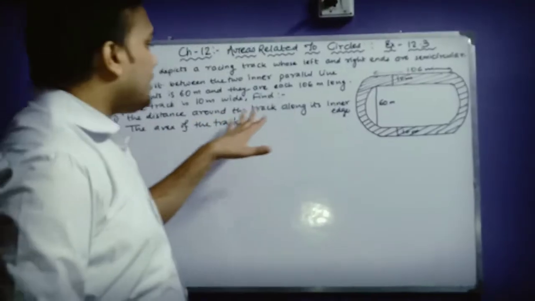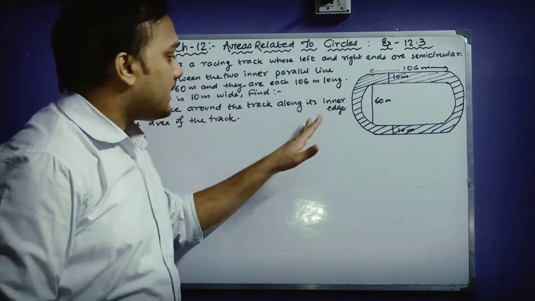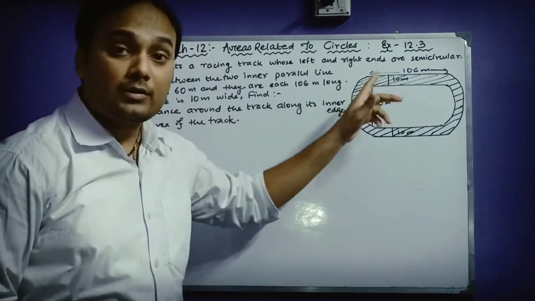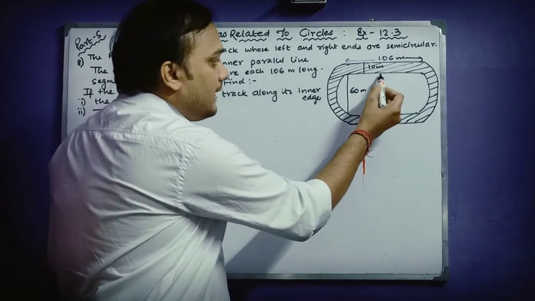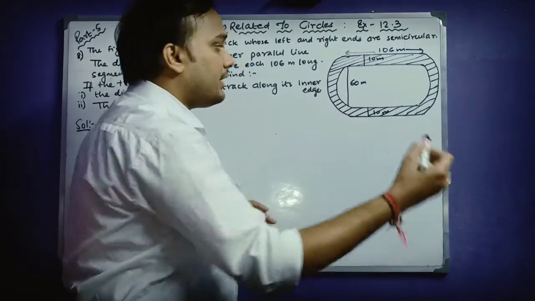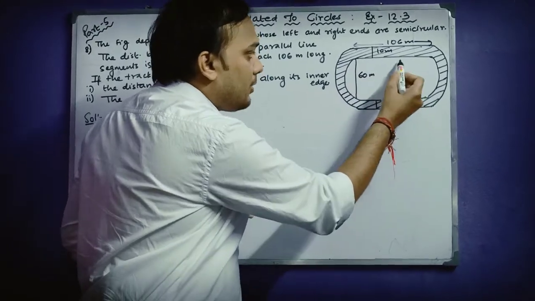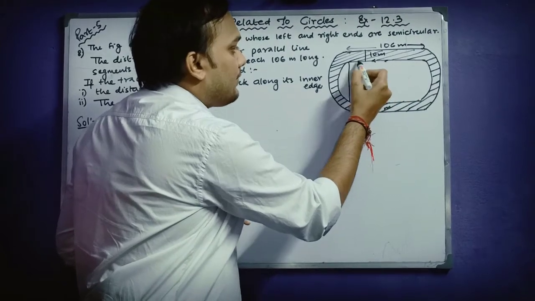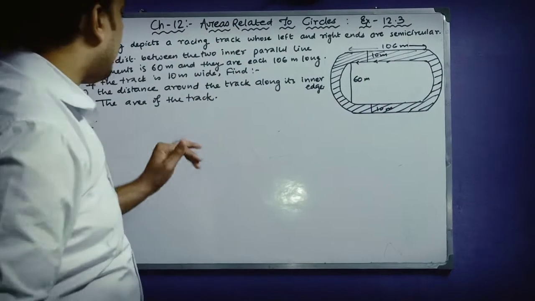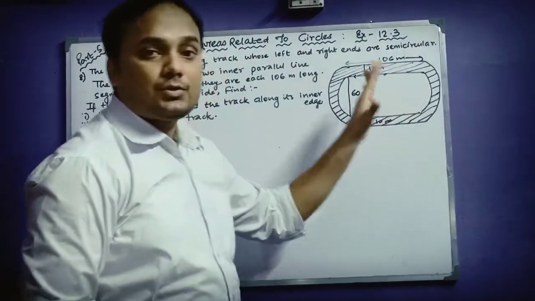So we need to first find the distance around the track along its inner edge. Just pay your attention here students, we need to find the distance of the track along the inner edge. Now what do you mean by inner edge? Inner edge means if a runner is running along the pathway of the inner track, in this way, what will be the total distance covered by that runner in a single round? That we need to find here.